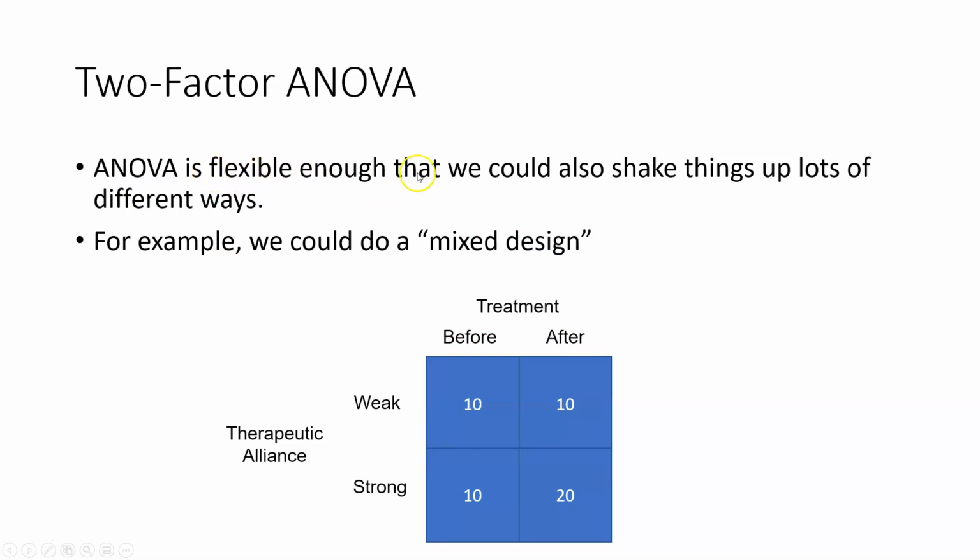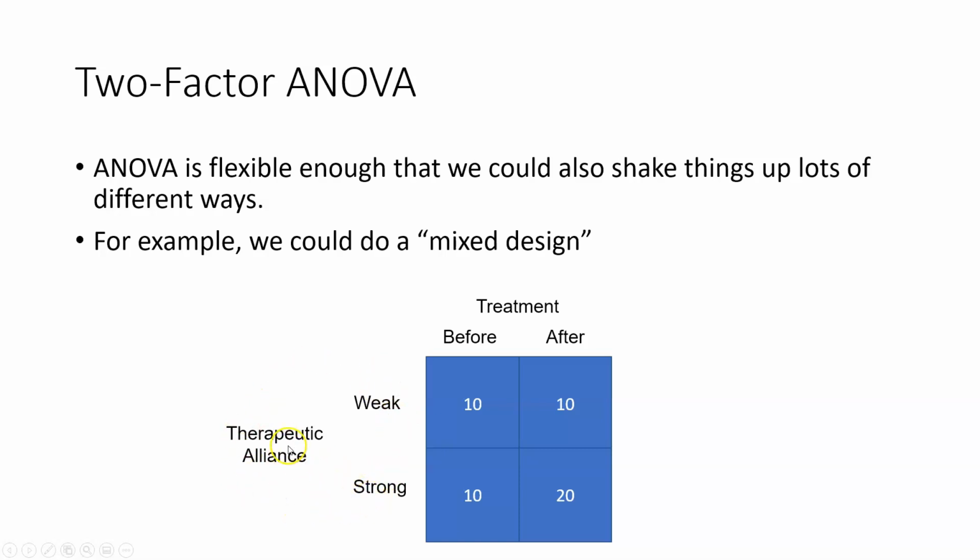But ANOVA is flexible enough that we could actually shake things up in a lot of different ways. For example, I indicated before that we could do between subjects and within subjects one-way ANOVAs. Well, in a 2-factor ANOVA or a factorial ANOVA, we could run both variables as between subjects or both variables within subjects. Or we could do what's called a mixed design, where one of the factors is within subjects, repeated, and the other one is between subjects, different people, different groups.